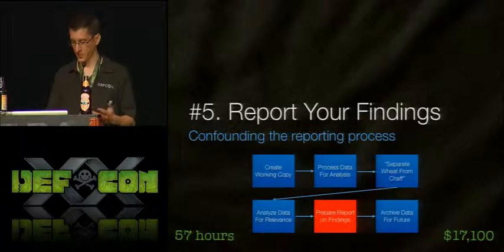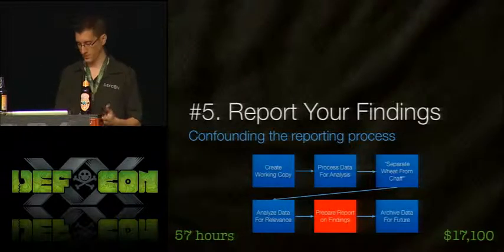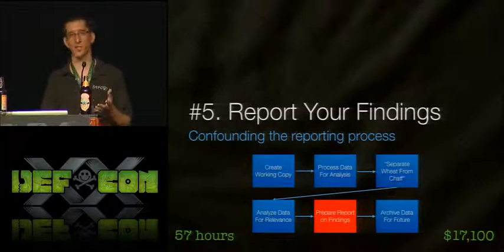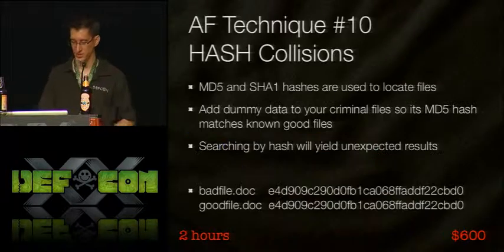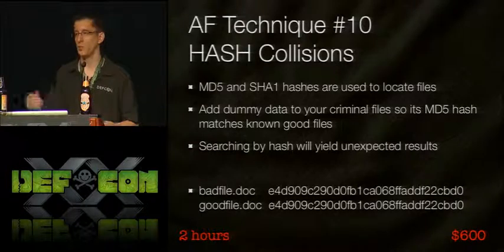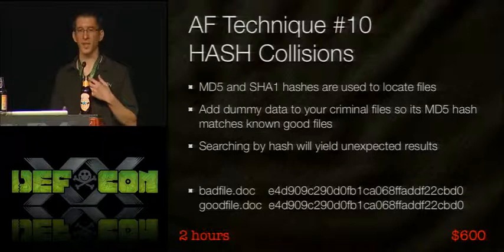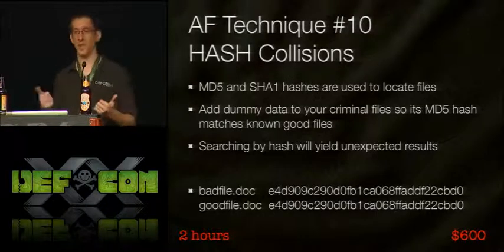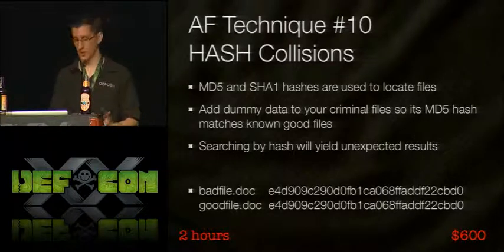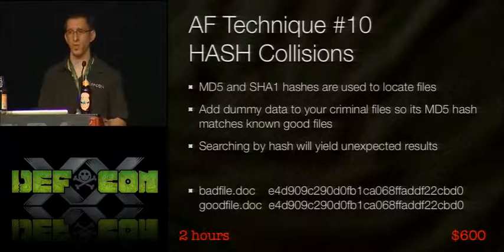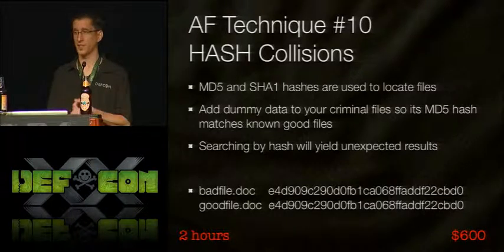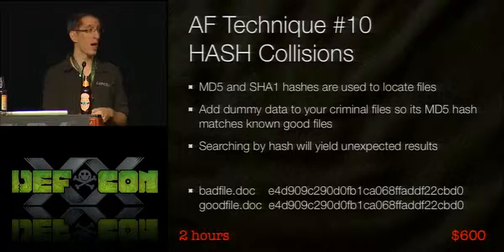Two more stages, and then we're done. Reporting on your findings. I didn't think that there were any hacks that you could do on writing a report, but then I realized, well, there sort of is, and that is hash collisions. When an investigator writes a report and he puts a file that is notable, he'll put down the hash value of that file. Well, if you have a good file and a bad file, which both calculate out to the same hash value, it could confound some of the less technical people that are reading the report. Also, if you're searching by a hash value, you're not only going to find the files that you're looking for, you're going to find other files that you weren't looking for who happen to have the same hash value.